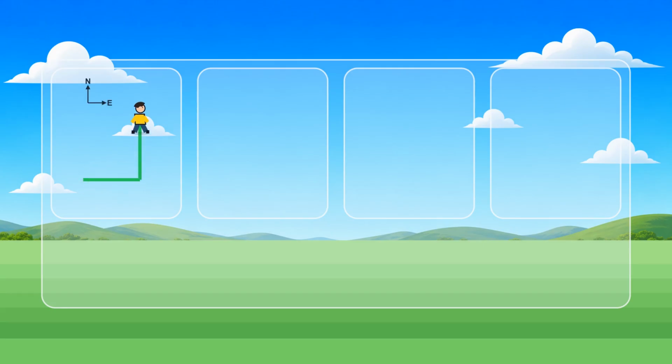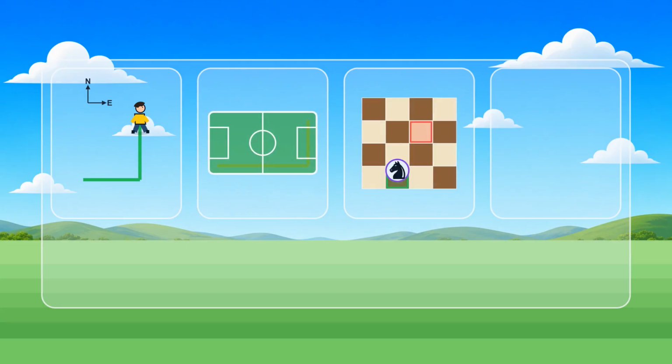A person may walk east and then north. A footballer may run along the length of a field and then along its width. A chess knight moves two squares in one direction and one square perpendicular to it. A car may follow city streets that meet at right angles. These are examples of motion in two dimensions.